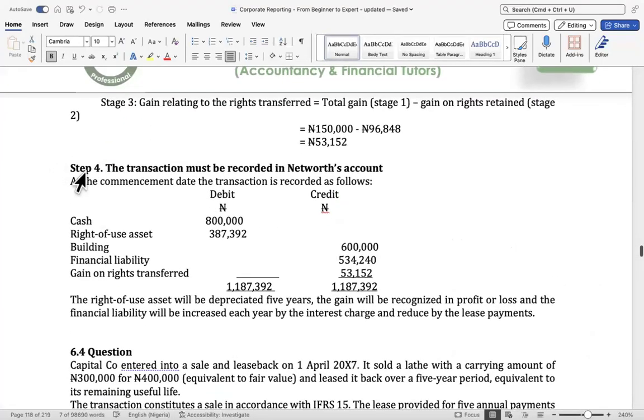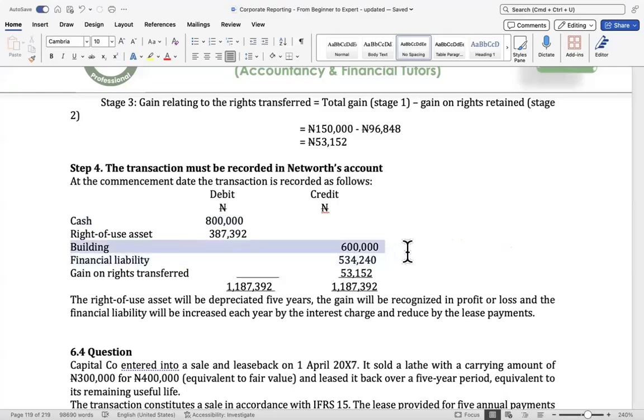So now let me put everything in a journal for you. So the money we received when we sold was 800. I debited that. Of course, you know that the corresponding credit will have gone to revenue. So right of use assets, I debited that. You know, the corresponding credit will have gone to lease liability.